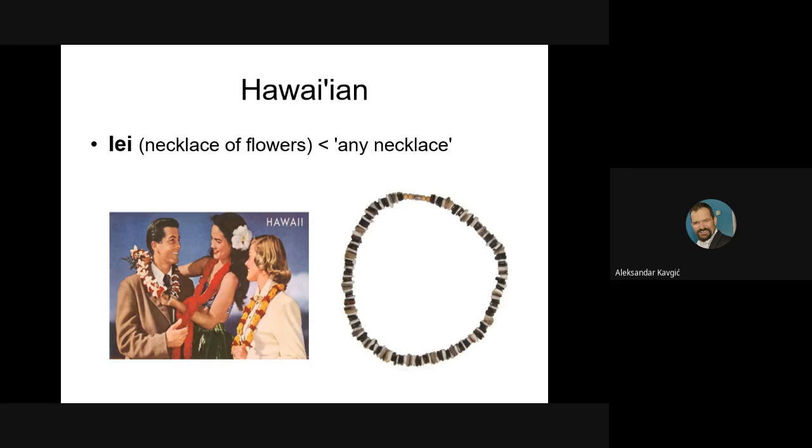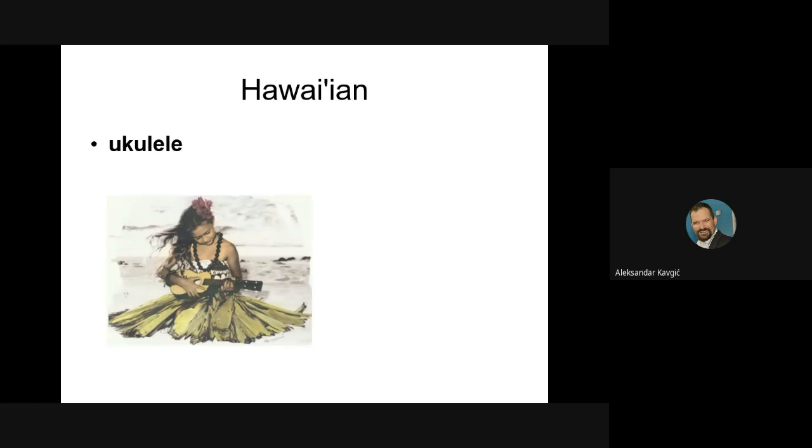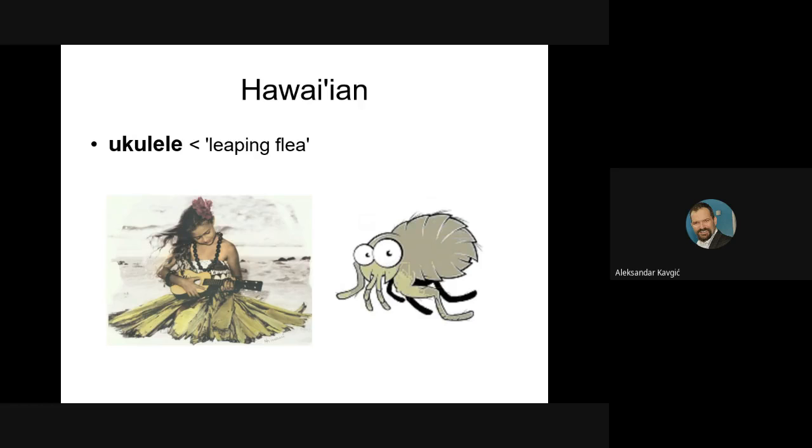The interesting word, which is very popular in music these days, is ukulele. A small guitar, a musical instrument. In Hawaiian, it means a leaping flea. The only explanation that we have for this is that the sound that you can make on the ukulele sometimes resembles the sound of the leaping flea leaping to find the next host, because a flea is a parasite.